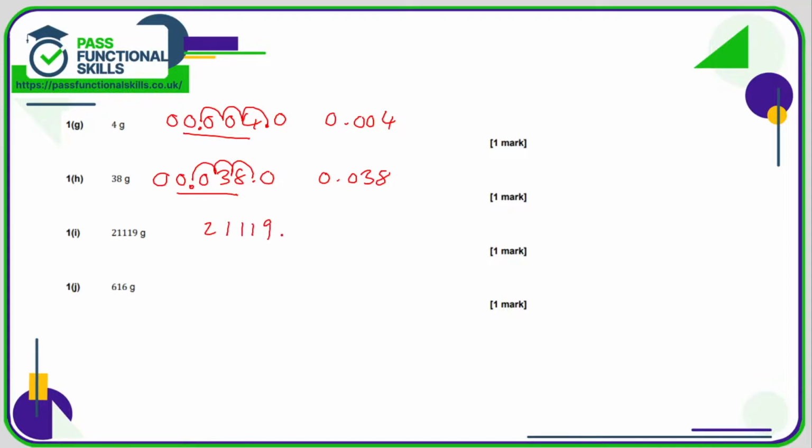21119 is 21119.0, now move the decimal point 3 positions, so that's 21.119. 616 is 616.0. This will need a few zeros in front so we can move the decimal point a bit more easily. 1, 2, 3. So 0.616 kilos.